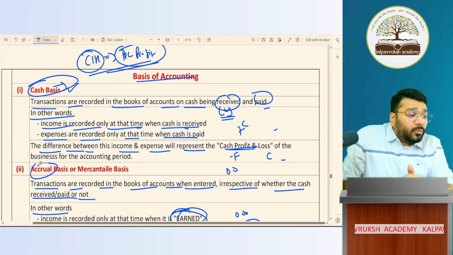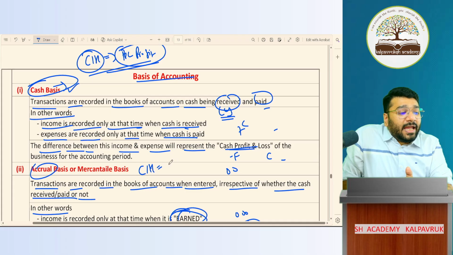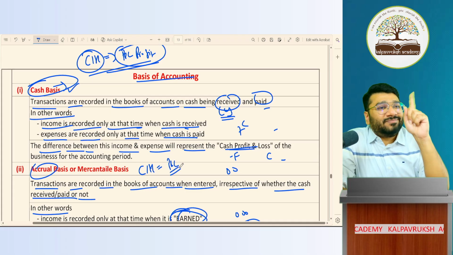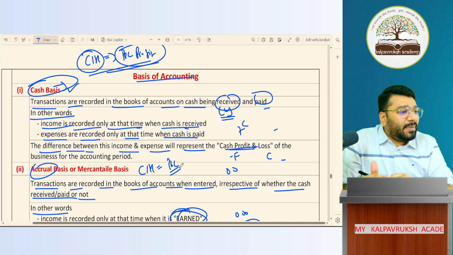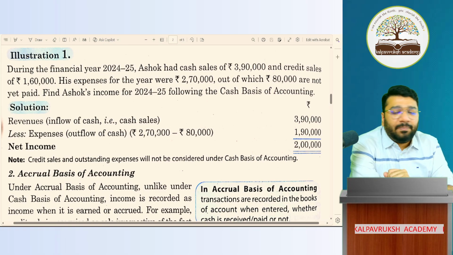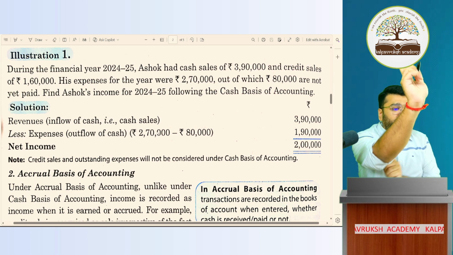In accrual basis of accounting, will your cash in hand and your P&L profit always be the same? No. For example, this is your example from the 11th standard book, TS Grewal book. I'll do only one question. Here is question 1.